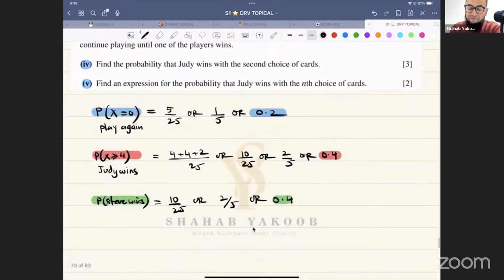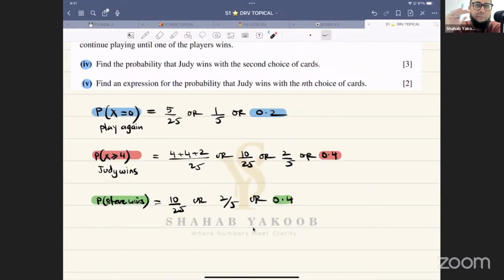Now it says, find the probability that Judy wins with the second choice of cards. Those people who were at the class, if they remember, there was one question of Eduardo. There was one question of Mario throwing that ball at a competition, the $5, the $3, the $1, the profit, the negative profit, that thing. That is basically geometric distribution, which we'll be starting on Monday. But this question was asked way before that.